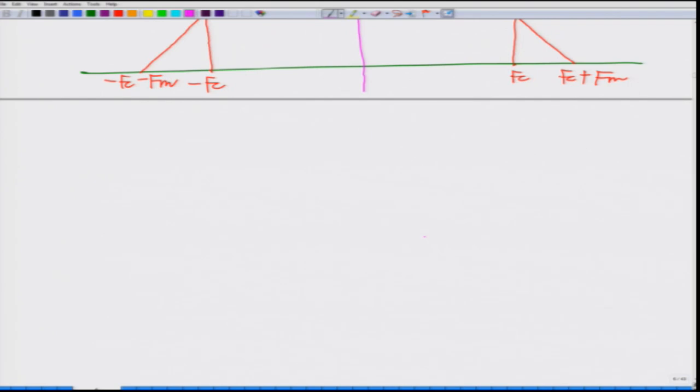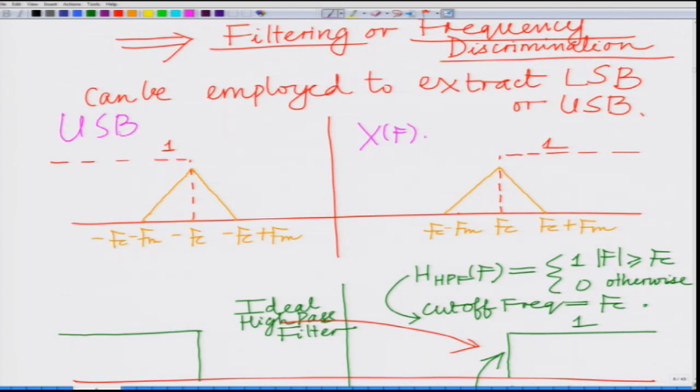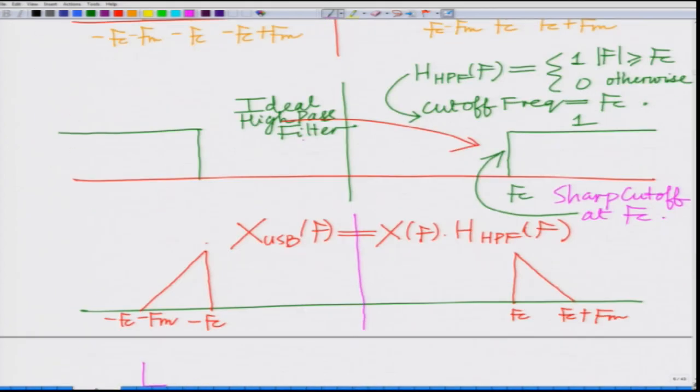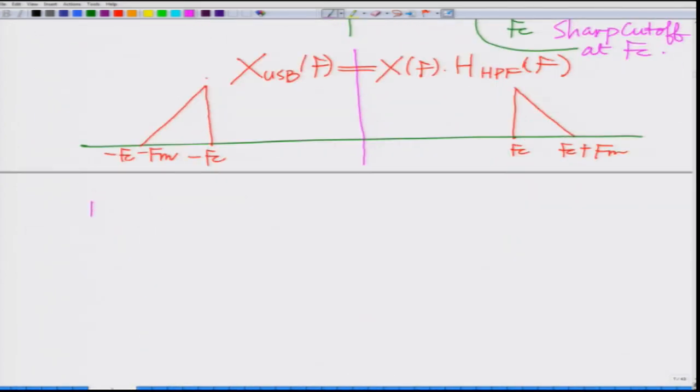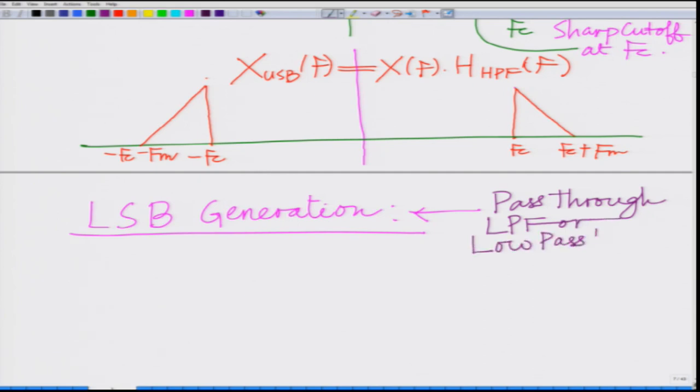Now, this is the generation of the USB signal, the upper sideband signal. To generate the LSB signal, for extracting the upper sidebands, we have to pass it through the high pass filter. To extract the lower sidebands, naturally one has to pass it through a low pass filter, or LPF.